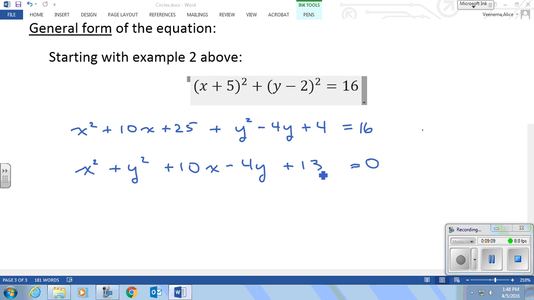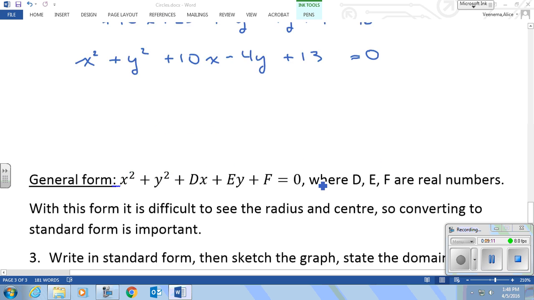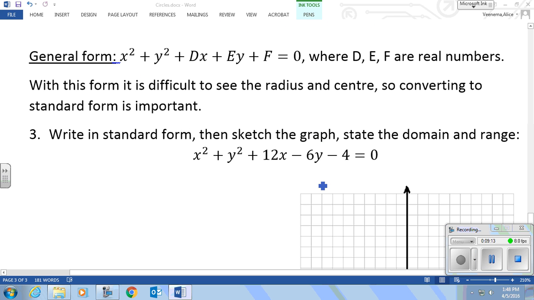The general form takes this form, x squared plus y squared plus dx plus ey plus f equals 0. D, e, and f are real numbers. So that means they can be positive or negative. They don't necessarily have to be whole numbers.